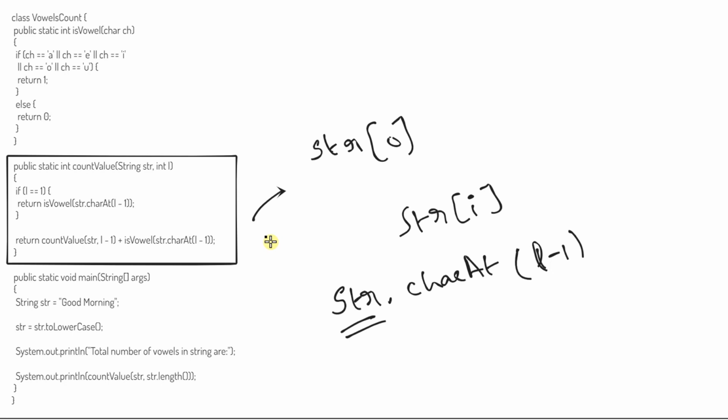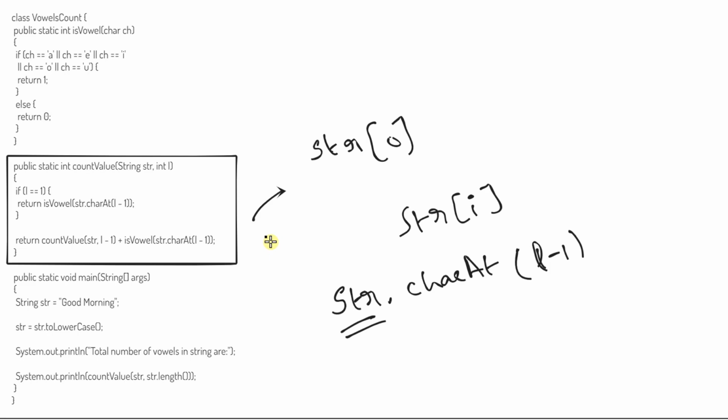charAt L minus 1. So this keeps checking, and for every isVowel function call, we are passing the character to that function and we'll be checking if it is a vowel or not. If it is a vowel, it will return 1, else it will return 0. So finally we are printing the value.